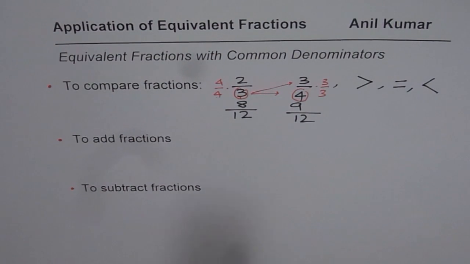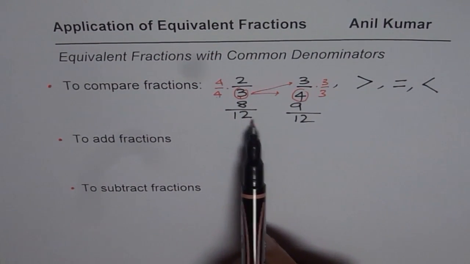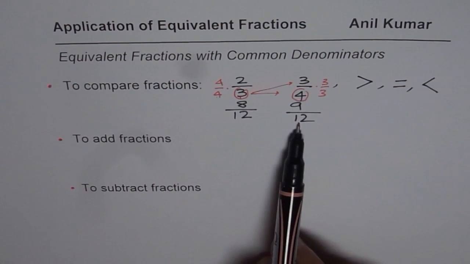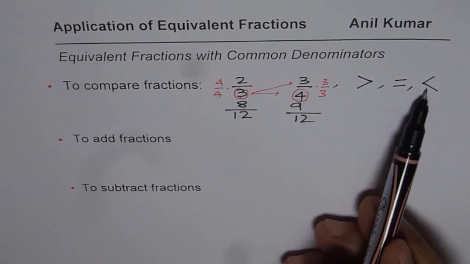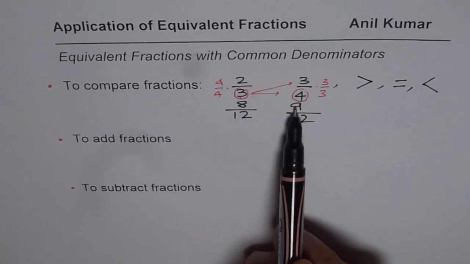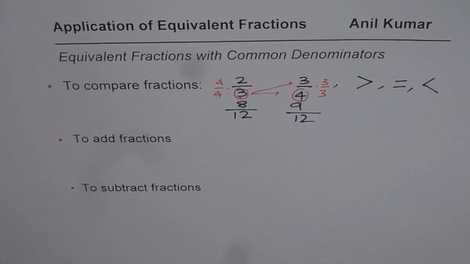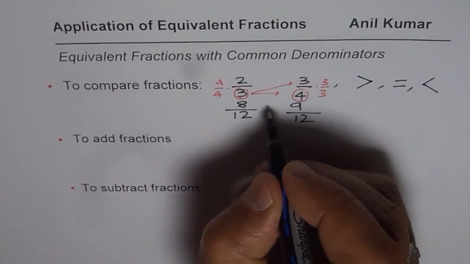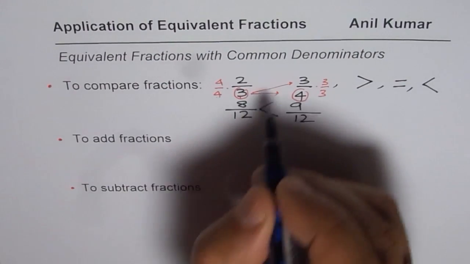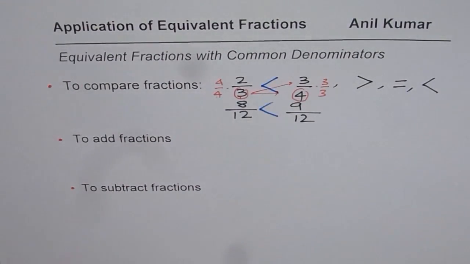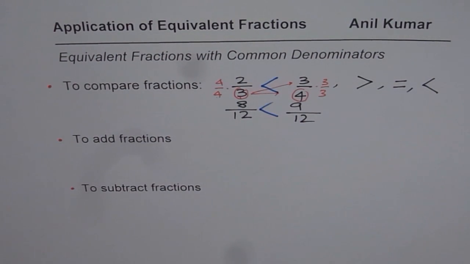Okay. Now, since they have a common denominator of 12, you need to just compare the numerators and then write down the symbol. 8 is less than 9 and therefore the answer should be 2 over 3 is less than 3 over 4. So we could compare the fractions by writing them as equivalent fractions with common denominator. Okay, I hope you understood this part.